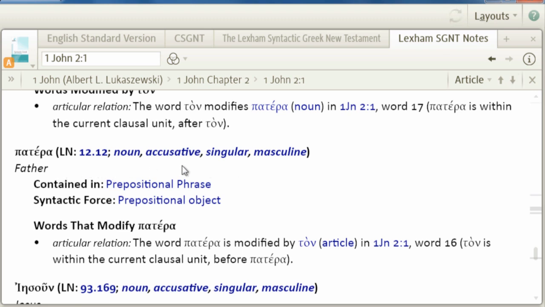It's in the accusative case, but notice its syntactic force. It's not functioning as the direct object, nor is it in simple apposition. Instead, it's a part of a prepositional phrase. Let's take a look at the next couple words.